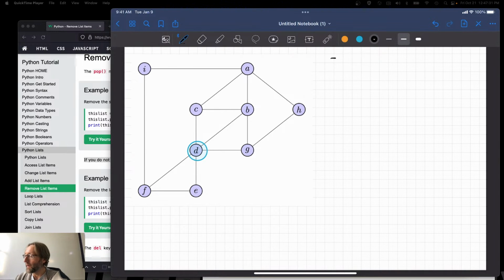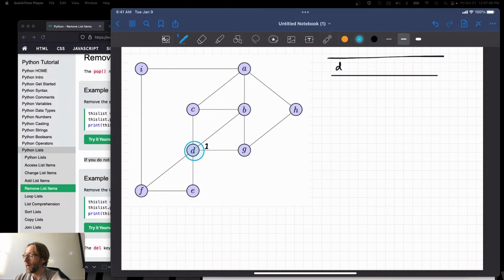So, what does my queue look like? There we go. So I've enqueued D, right? And I've discovered it at timestamp 1. It's gray, or in this case, blue, because I don't have nice gray here. So sorry if this is not coming up. It should come up, right?